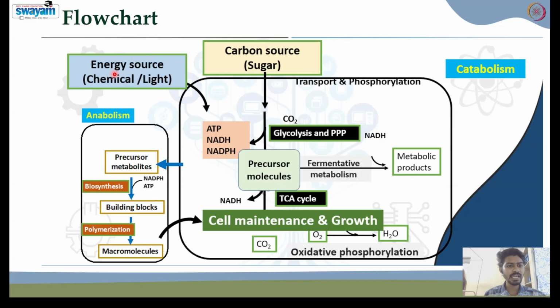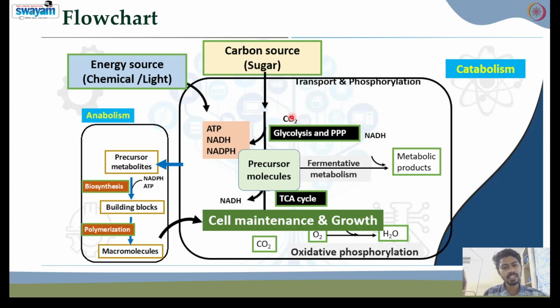And as we know, the energy source can be chemical or light. If a chemical is used as an energy source, we call it chemotrophs. If it uses light as an energy source, we call it phototrophs. And the carbon source can be any source. For example, in this example, we have taken sugar. What happens here? First, the sugar will be transported into the cells via different transporter molecules, and they catabolize. Catabolize means they will break down these sugar molecules into simpler compounds.